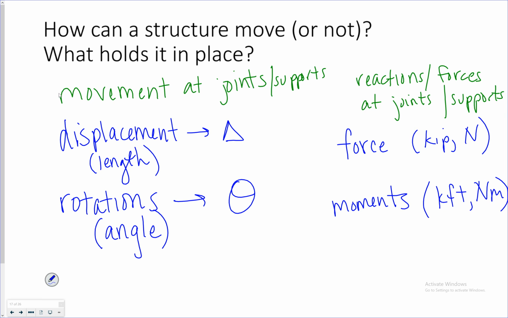So we measure movement or not by displacing with delta, and that's a length measurement, and rotations, theta, that's an angle, if something is rotating about a joint or a support. And then we can measure the force preventing that movement, the reaction preventing that movement. We measure forces and we measure moments.